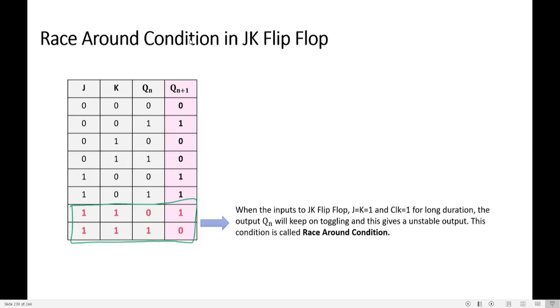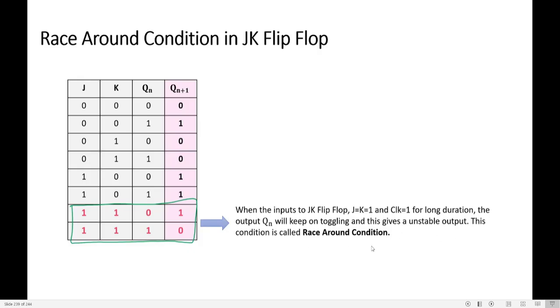What is race around condition? When J is 1 and K is 1, when clock is 1, the output keeps on changing from 0 to 1 or 1 to 0. It is not stable. You call that as toggling condition. When J is 1, K is 1, clock is 1, the output is unstable, keeps on changing or toggling or oscillates. Such condition is called race around condition.